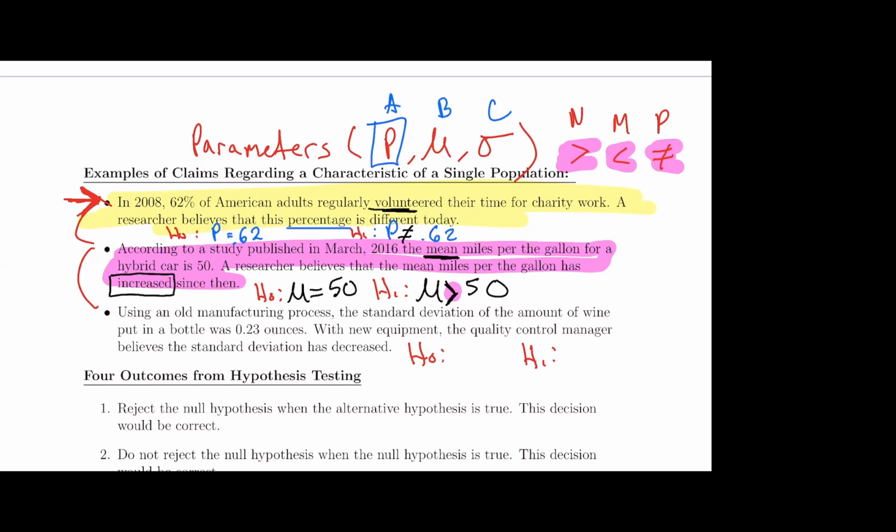Cool, finally. All right, so you put sigma. Because if you look at it, they say they believe the standard deviation has decreased. So you do want to put standard deviation. Any question on why we choose standard deviation?